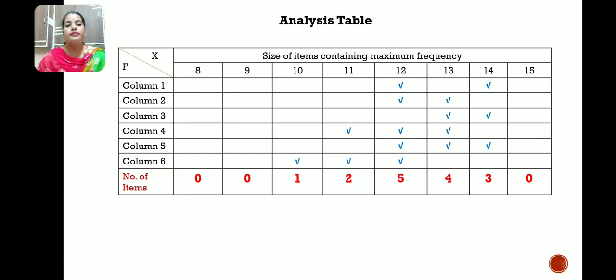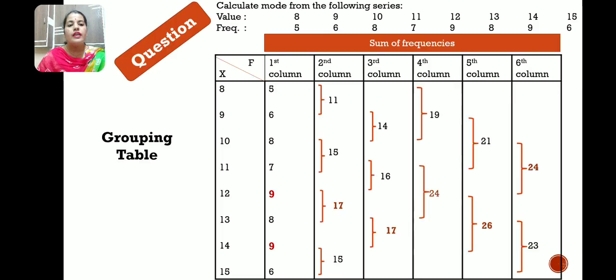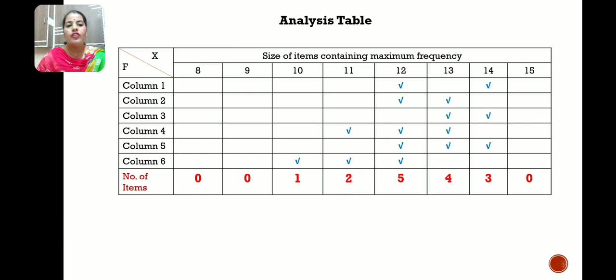Okay, then I'm seeing the last slide, in which in the second column the highest one is 17. In front of that the x numbers are 12 and 13. So for 12 and 13, I have marked a tick, okay, and so on. So for the highest frequency, in front of that whatever x is given, we will mark the tick here, okay, and then we will add all the tick marks, okay.